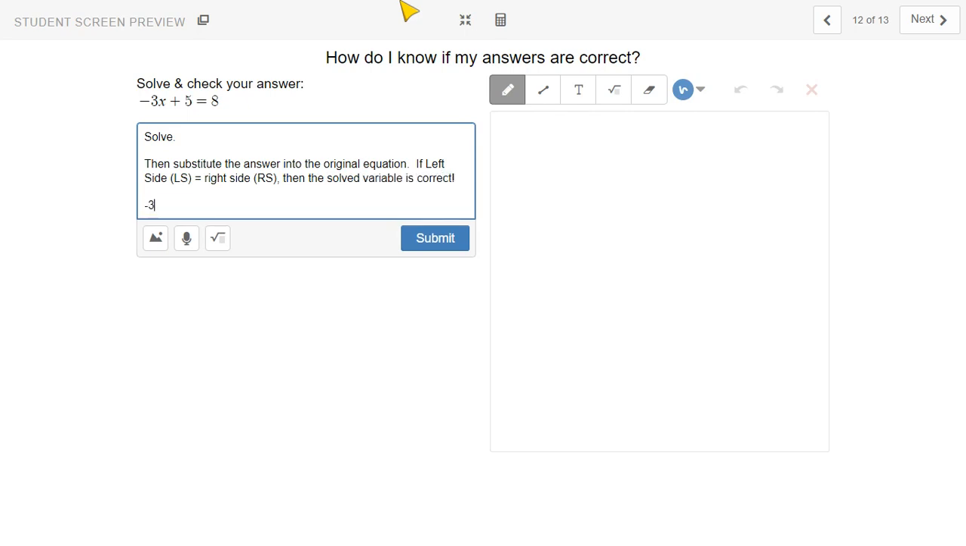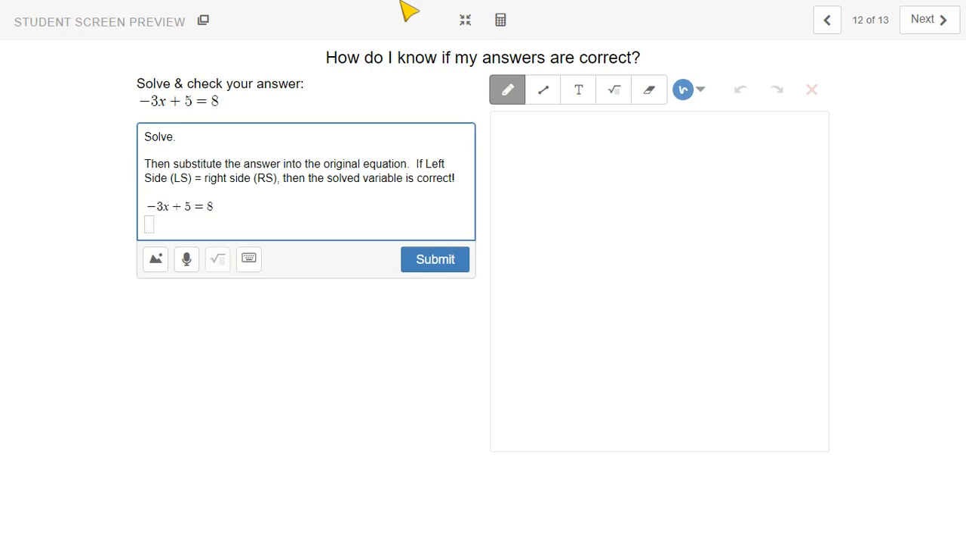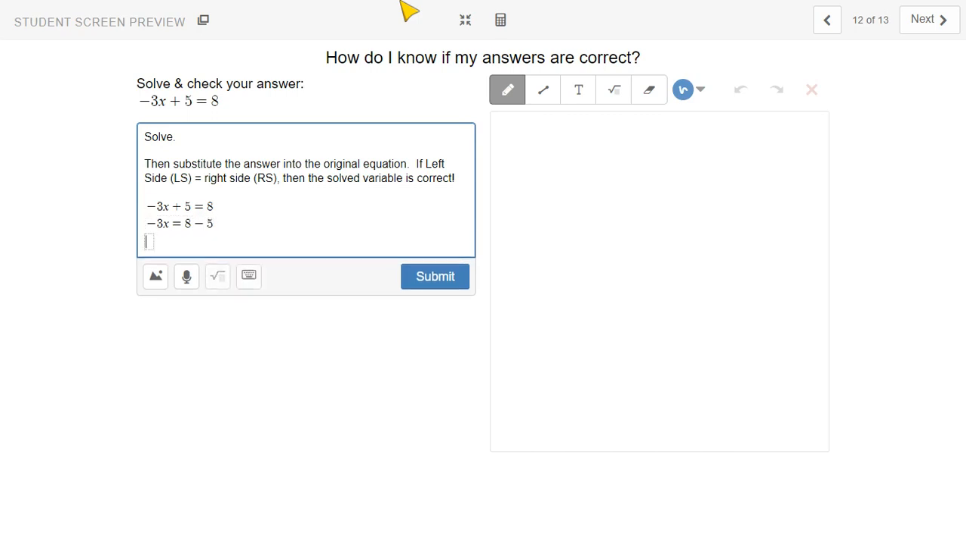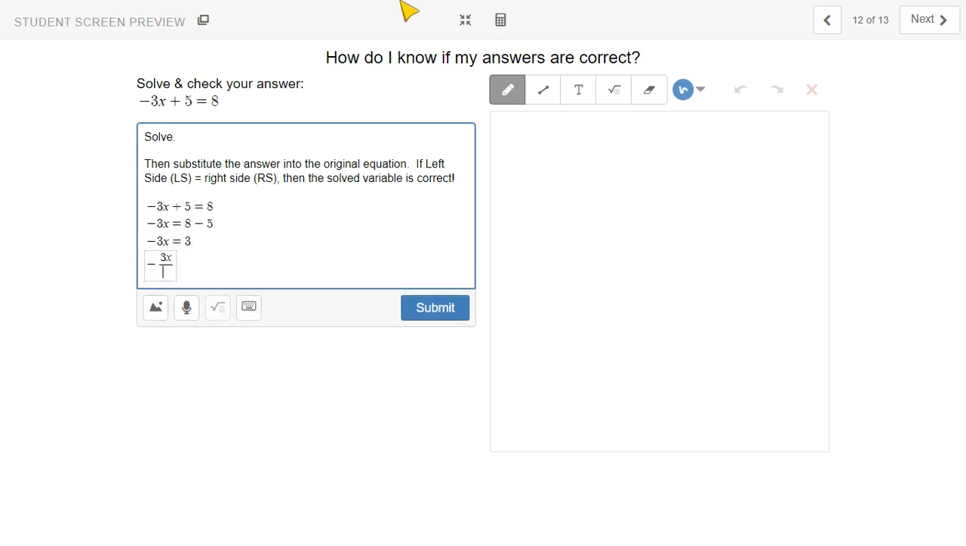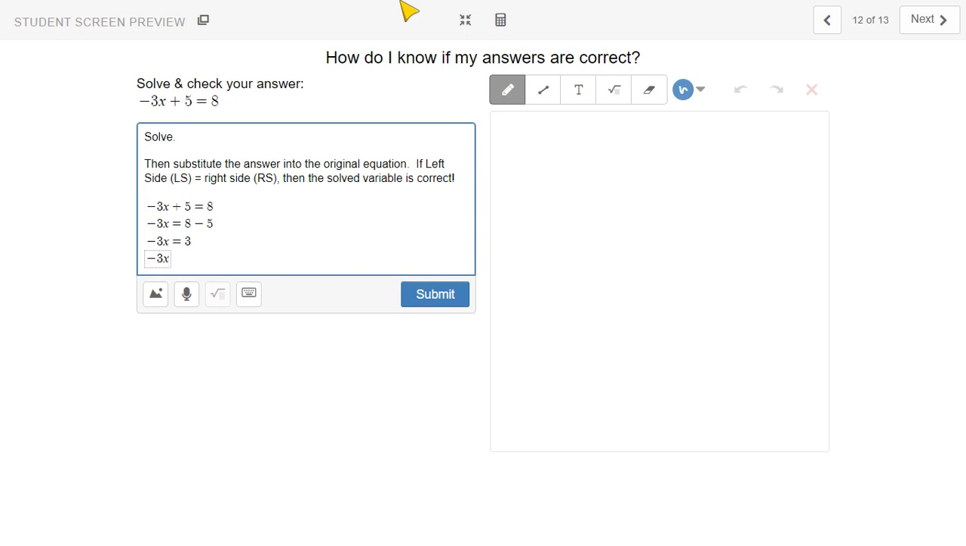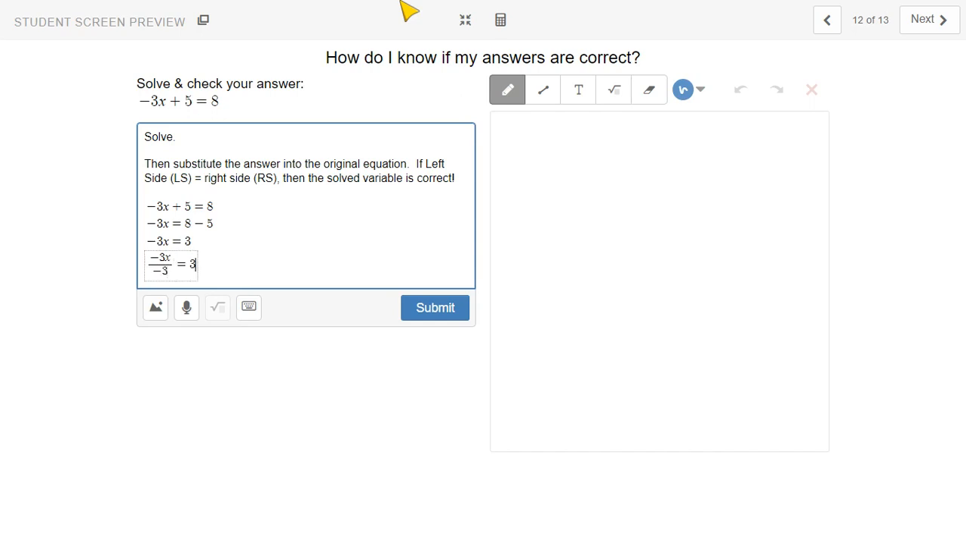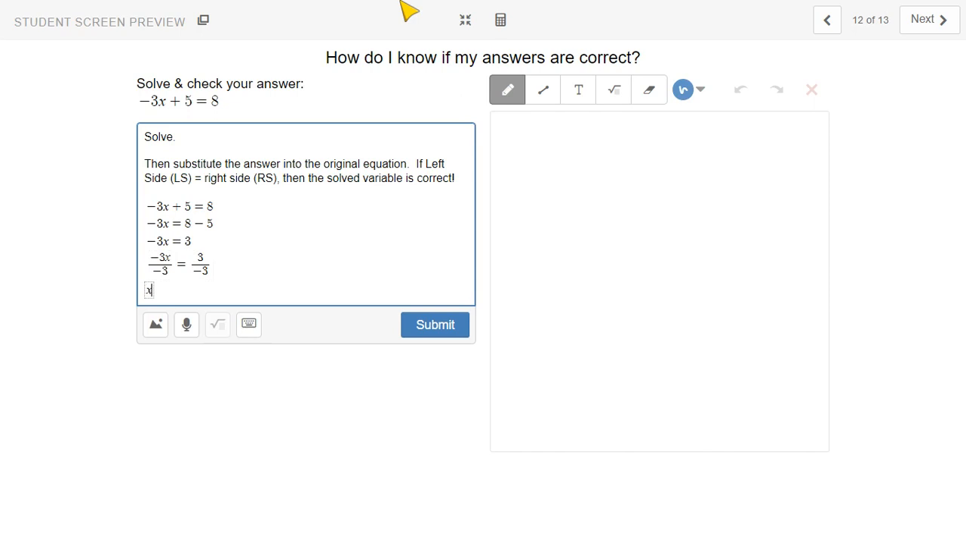All right, let's solve this one. Negative 3x plus 5 is equal to 8. Let's rearrange it. Negative 3x is equal to 8 minus 5. Negative 3x is equal to 3. And I'm going to divide by negative 3 on both sides. We have x is equal to negative 1.